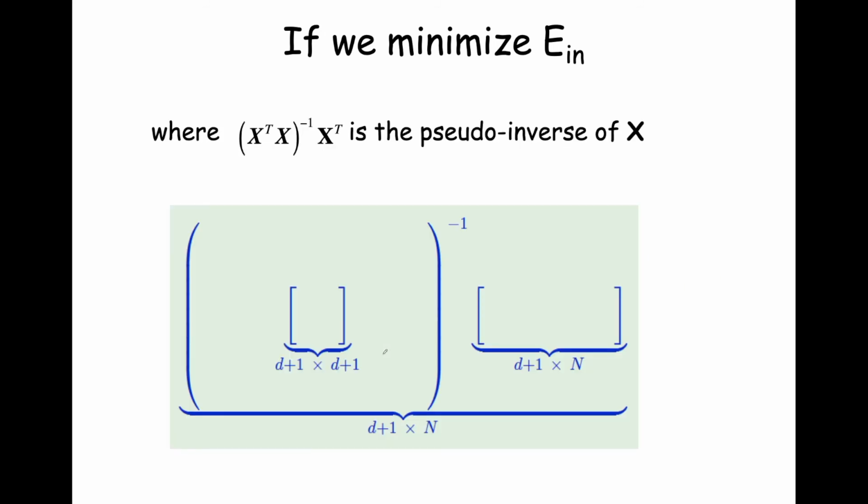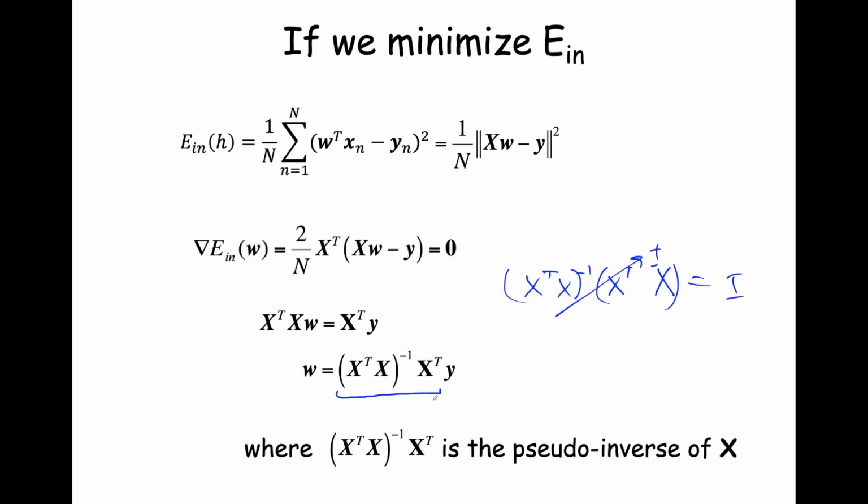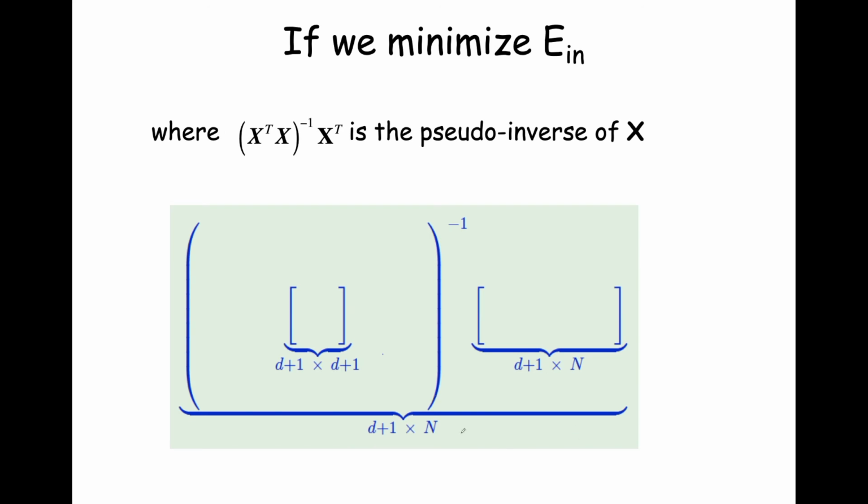Now, of course, if you look at the pseudo-inverse, you can line up the ranks of all the terms. We said X transpose X is d plus 1 by d plus 1 in rank. X transpose X inverse is also d plus 1 by d plus 1. And you're going to multiply that by X transpose, which we said is d plus 1 by n. So the result of this is going to be d plus 1 by n. And you're going to multiply it, as we said, by y.